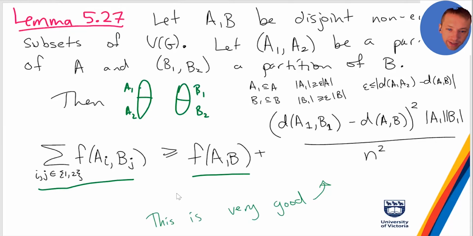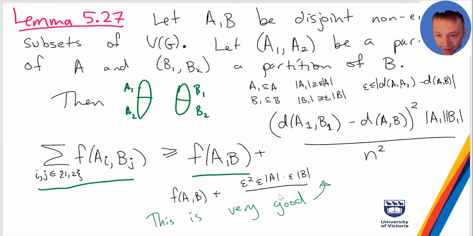So what this will tell us is that doing this refinement boosts the F value. It gets boosted by at least epsilon squared times epsilon times A times another epsilon times B over n squared. So, which is epsilon to the 4 AB over n squared, right?